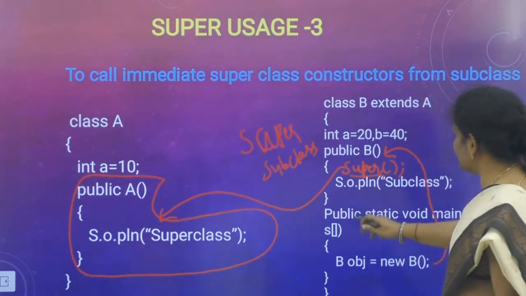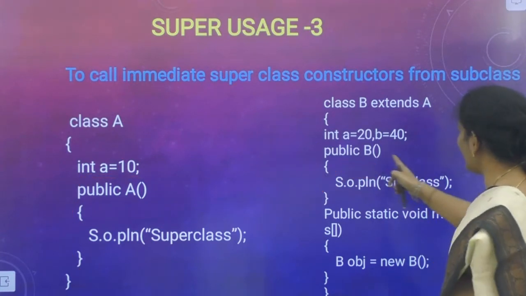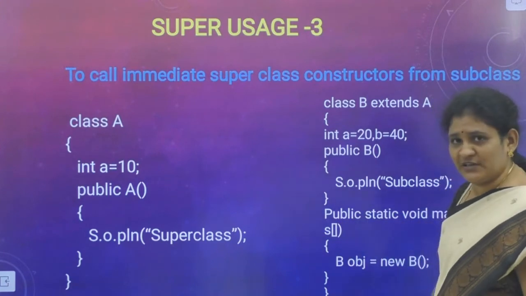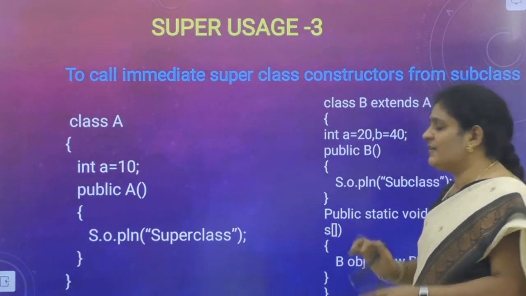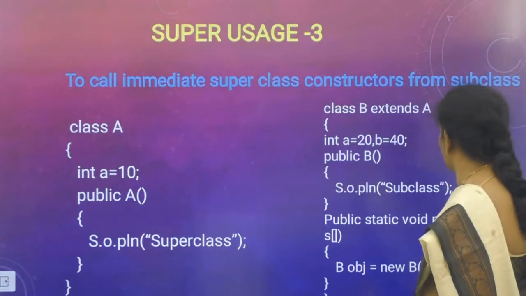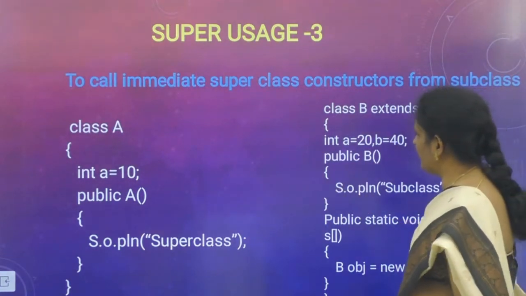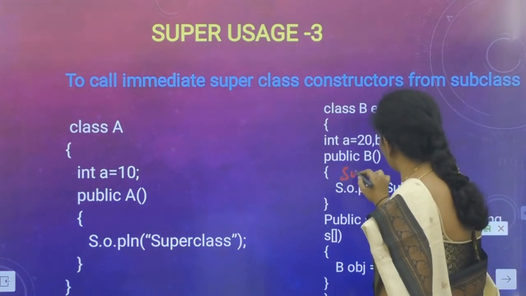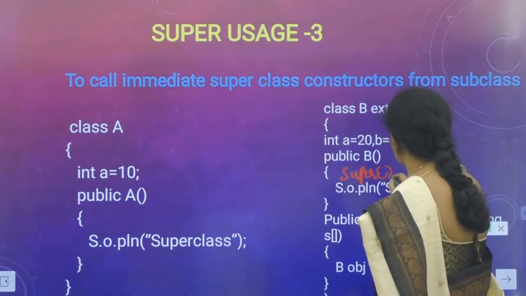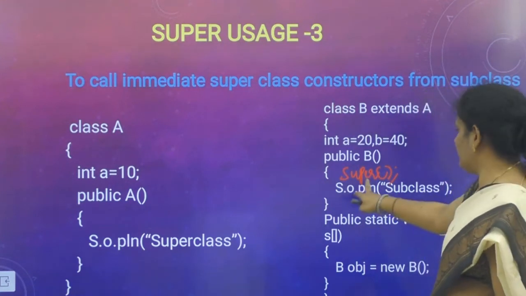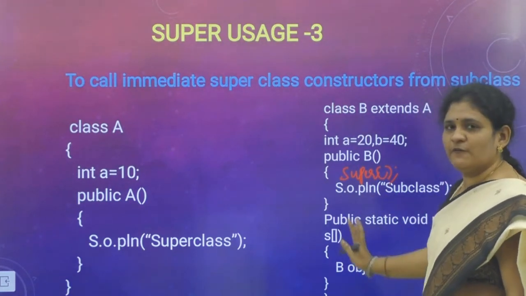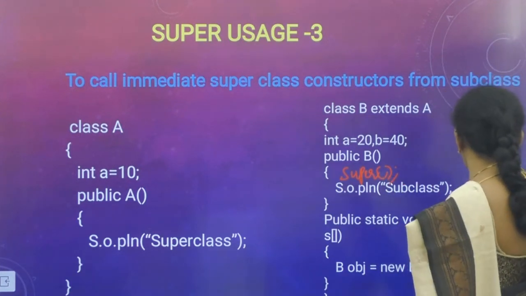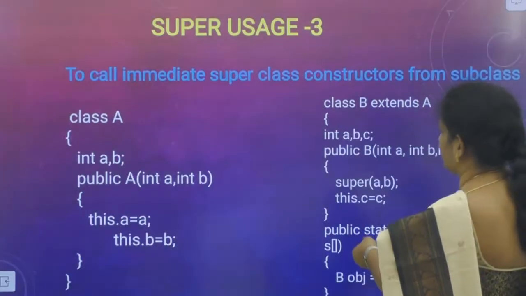Here in this case, I didn't use any super to invoke the superclass constructor. As I didn't put it, the compiler will put it. As I didn't write any super here, the JVM will put it as the first statement in my constructor. So the output of this program is superclass and then subclass. Understood? Fine. We'll see one more example for the same.